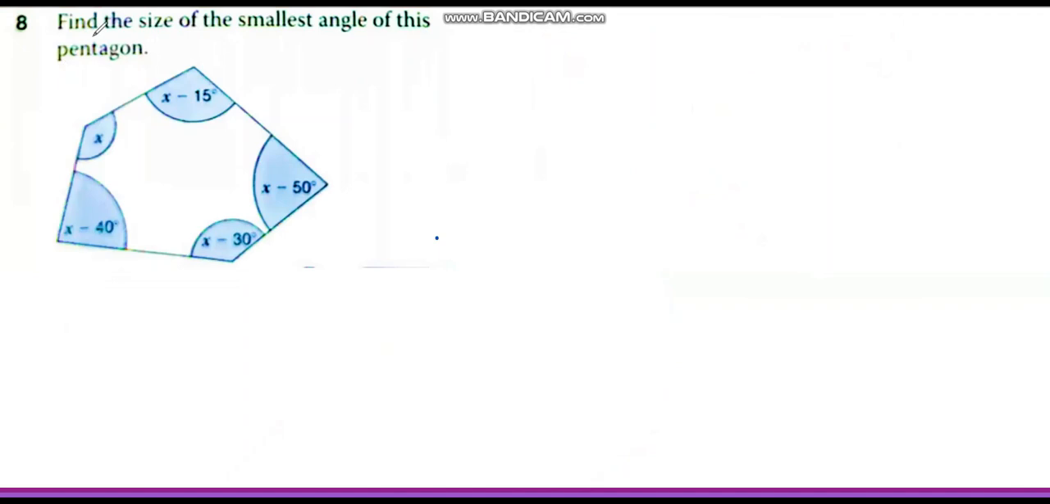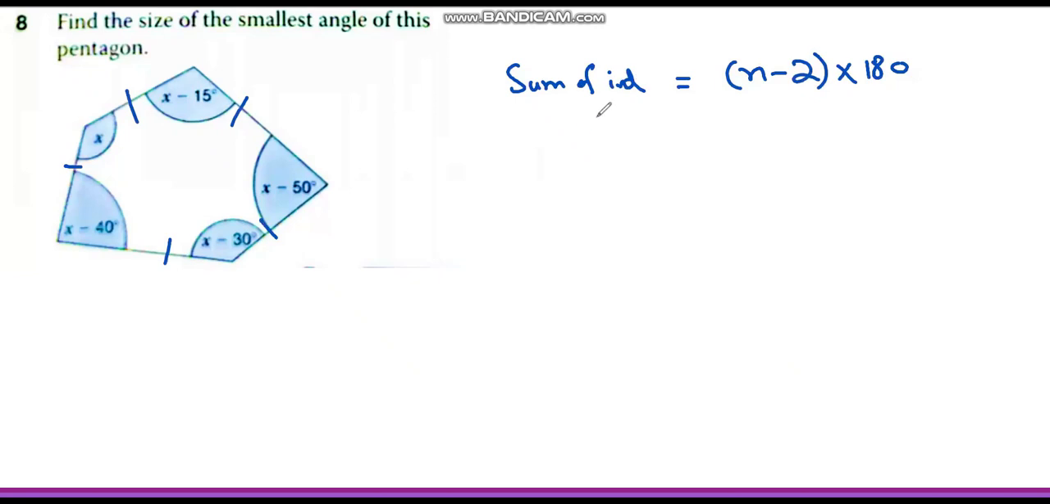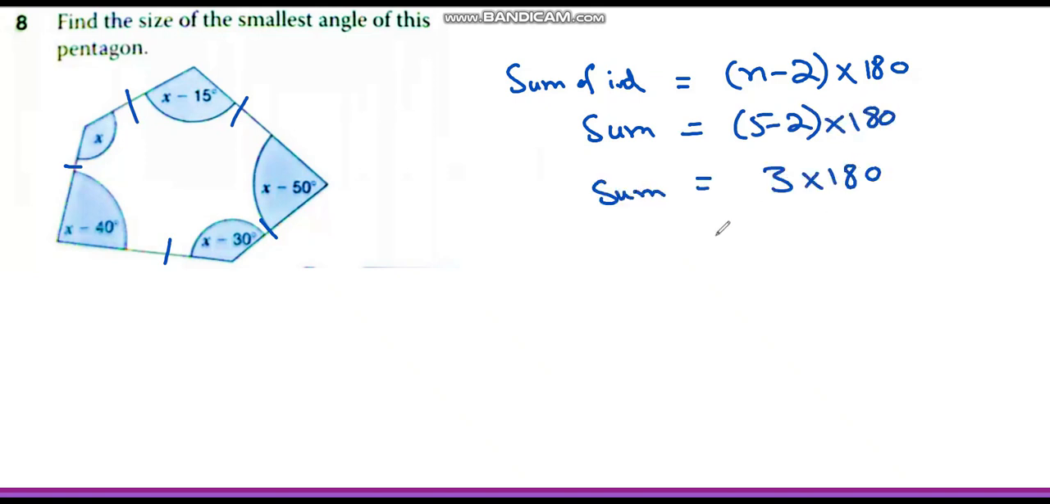In question number 8, it says find the size of the smallest angle of this pentagon. So first of all, we will find the value of x by considering the sum of all interior angles of this pentagon. This is basically a 5-sided shape, so this is a pentagon. The sum of interior angles can be found by using this formula, which is n minus 2 times 180. So if it is a pentagon, we can write n as 5, minus 2, times 180, so it should be 3 times 180. So the sum of all interior angles will be equal to 540 degrees.